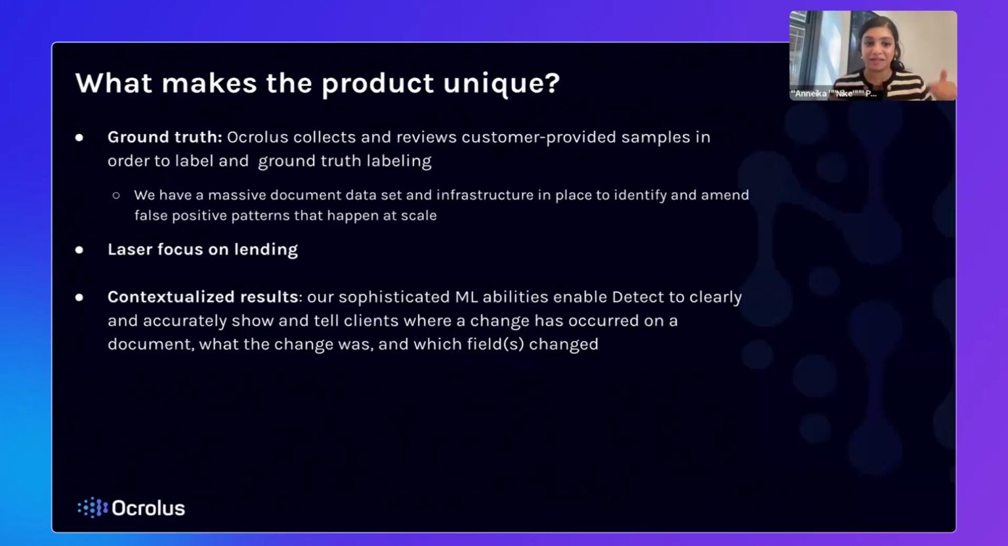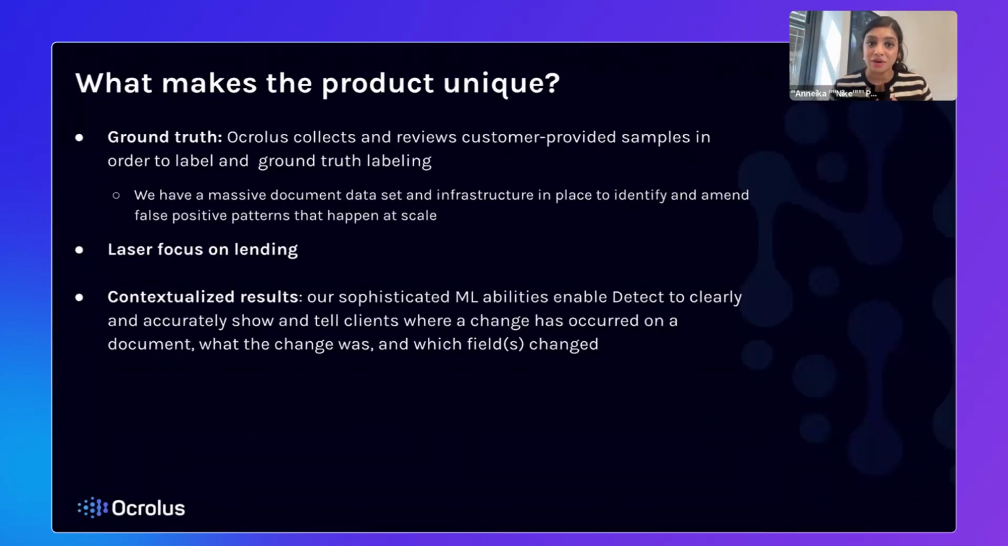And then the last thing, I guess, working from the bottom up here is ground truth. This is a really important point, and it's again, it's very special to Ocrolus. Fraud in general is hard to pinpoint. We're not privy to borrower intent.